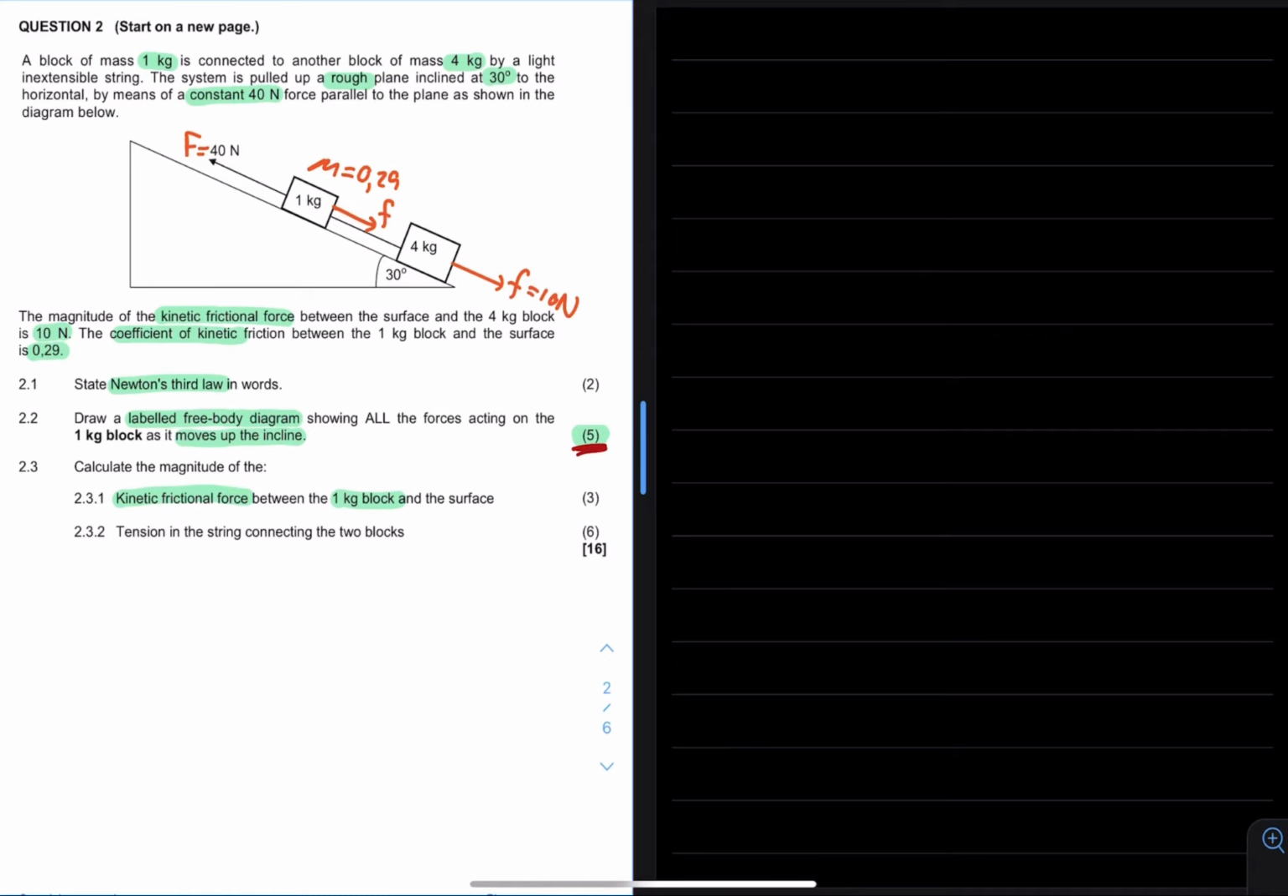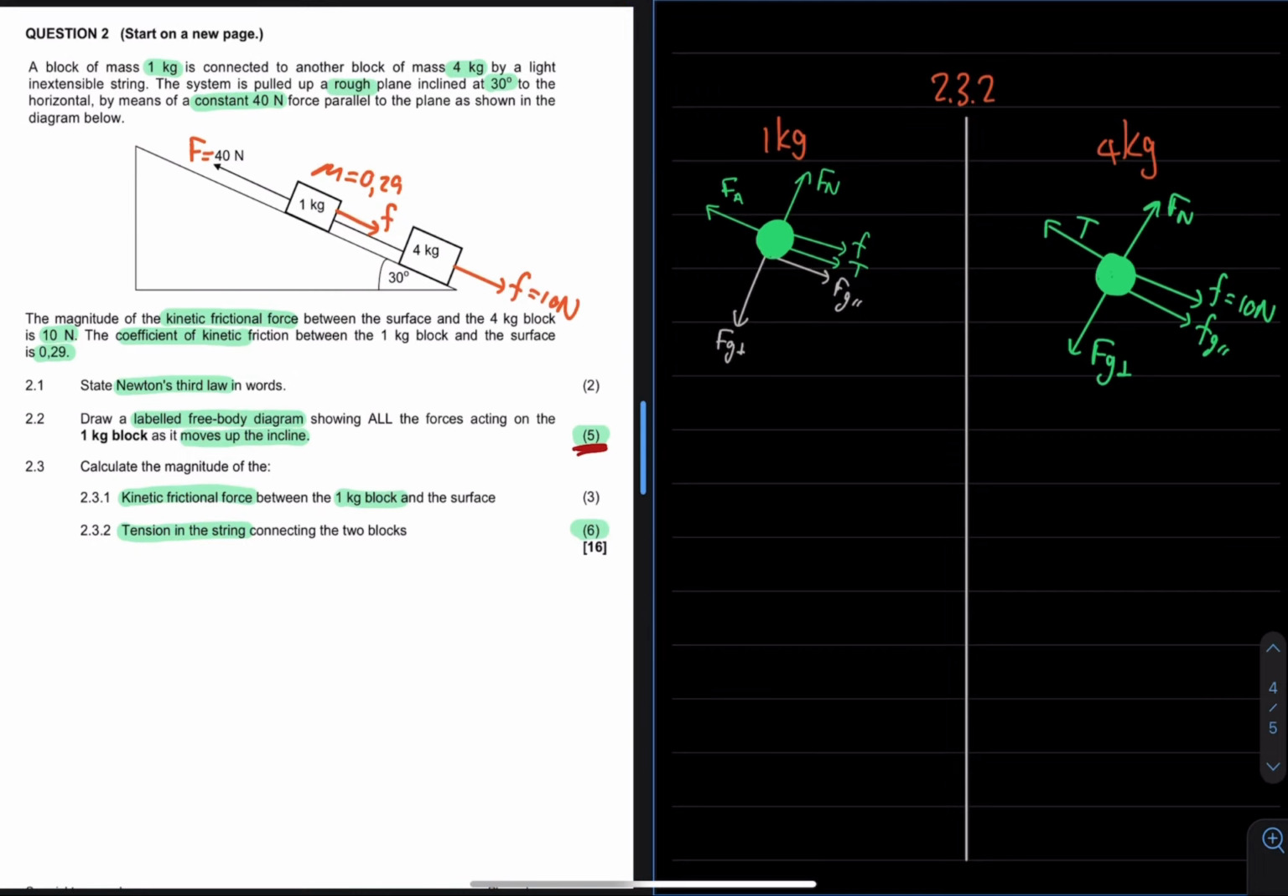2.3.2 asks to calculate the tension on the string connecting the two blocks for a total of 6 marks. For both the 1 kilogram as well as the 4 kilogram, I have drawn the free body diagram. Now I can apply Newton's second law for both. Seeing as my direction of motion is up the slope, the forces in the upward direction are positive and the forces in the downward direction negative.